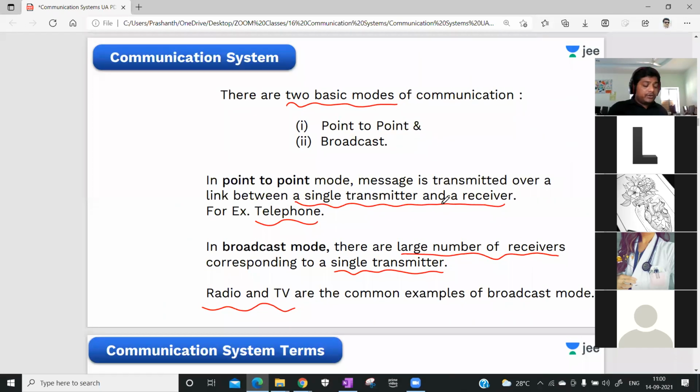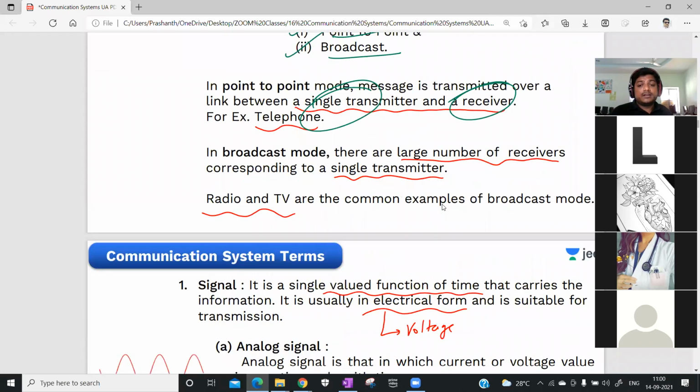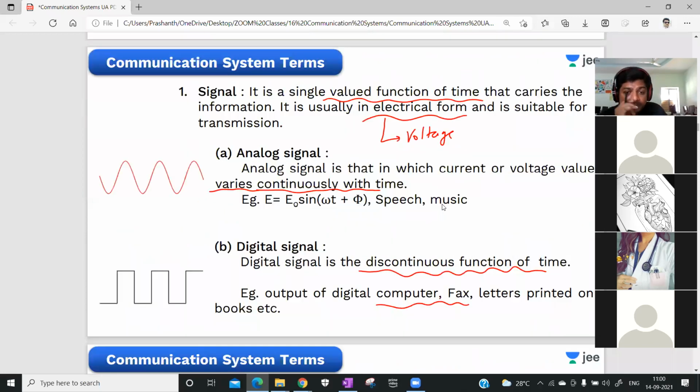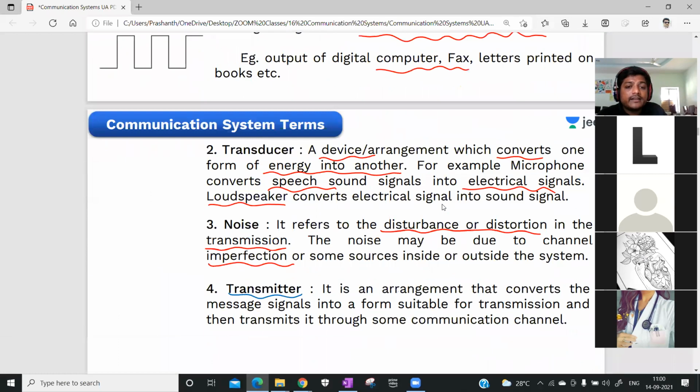I already told you, right? So how many types of communication systems do we have? Two: point to point and broadcast. What is point to point? Single transmitter and single receiver. What is broadcast? A single transmitter and a large number of receivers. Example, TV.